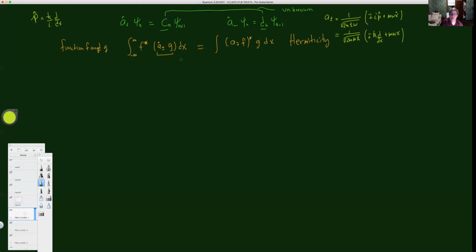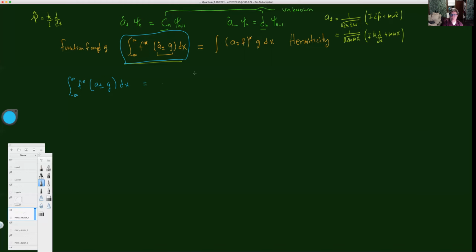So now we're going to substitute them in here, and I'm going to do it in pieces. Let's just look at this integral. I'm going to write it again: the integral from minus infinity to infinity of f star, and then a plus minus acting on g dx. And now I'm going to put in all the pieces for a plus minus.